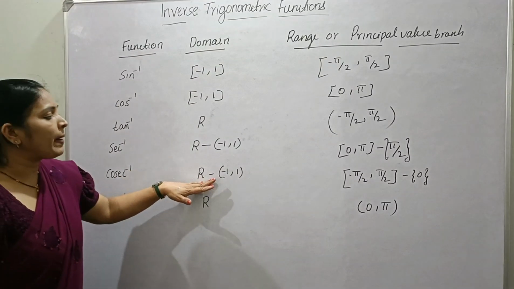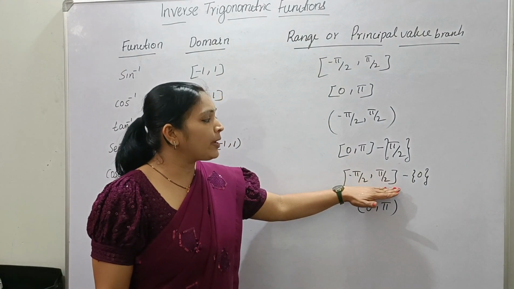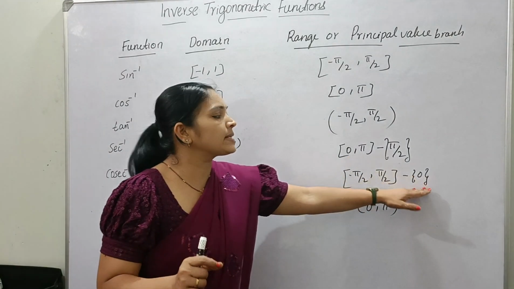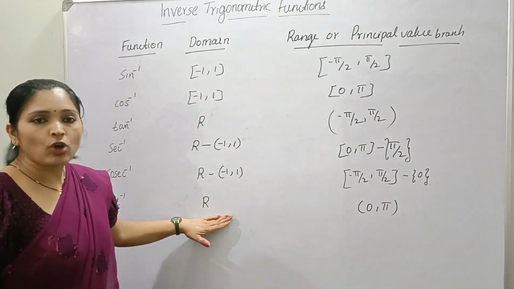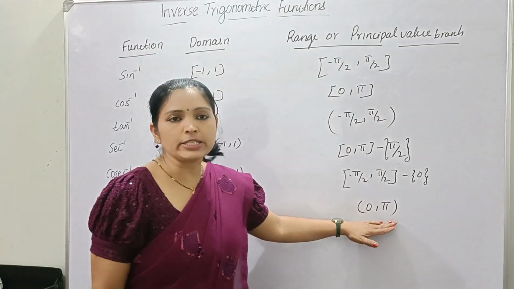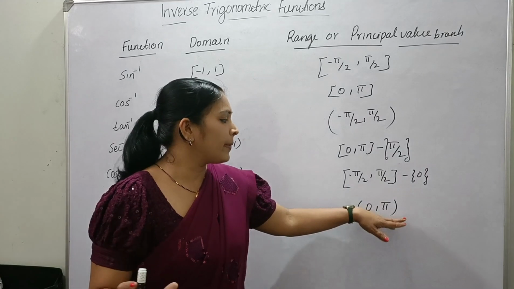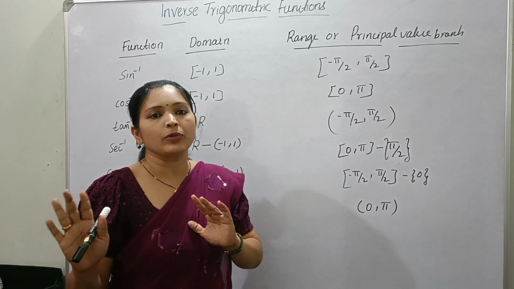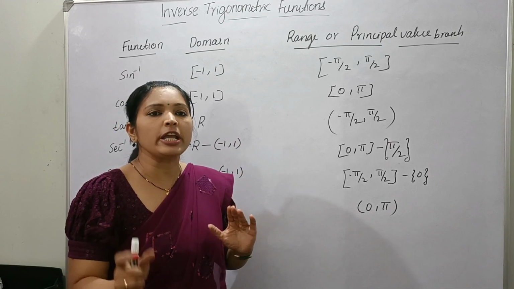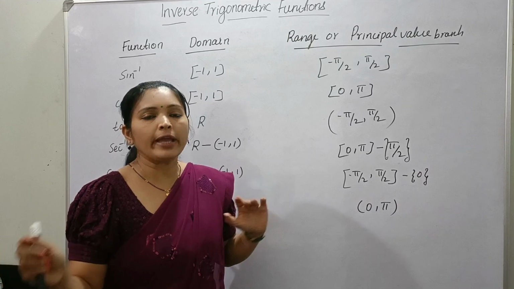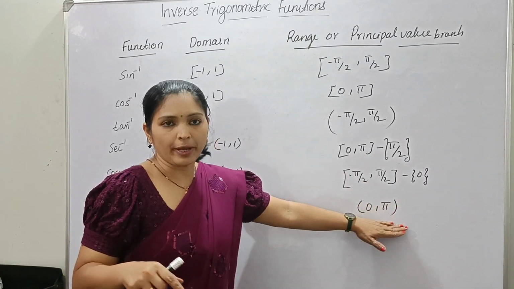And cosec inverse: the domain is R minus the open interval -1 to 1. Here also the range is the closed interval minus pi by 2 to pi by 2 except the mid value, that is 0. Cot inverse: the domain is the set of real numbers R and the range is the open interval 0 to pi, not the closed interval, because the domain of the cotangent function is R minus n pi. So n pi should not be included, therefore the open interval 0 to pi.